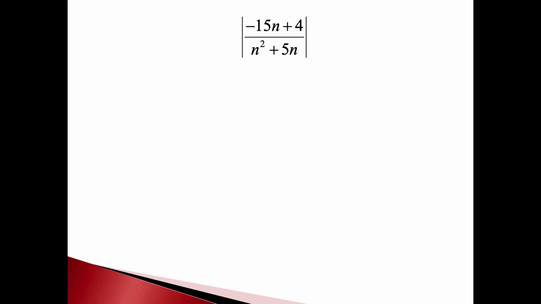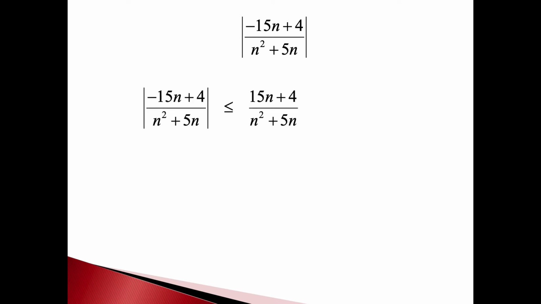Well, what I'm going to use is the triangle inequality. So remember how the triangle inequality works. It says that the absolute value of something plus something is less than or equal to the absolute values of the two somethings added together. So absolute value of a plus b is less than or equal to absolute value of a plus absolute value of b. So what I'm going to do is take that numerator, negative 15n plus 4, and make this bigger by replacing that numerator by the absolute value of negative 15n plus the absolute value of 4. And of course, the absolute value of negative 15n will just be positive 15n.